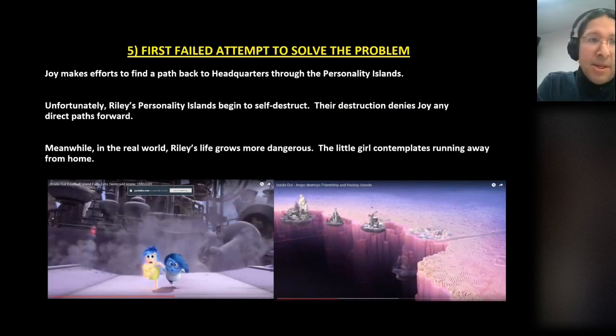Step 5. Joy makes efforts to find a path back to headquarters through the personality islands. Unfortunately, Riley's personality islands begin to self-destruct. Their destruction denies Joy any direct paths forward. Meanwhile, in the real world, Riley's life grows more dangerous. The little girl contemplates running away from home.